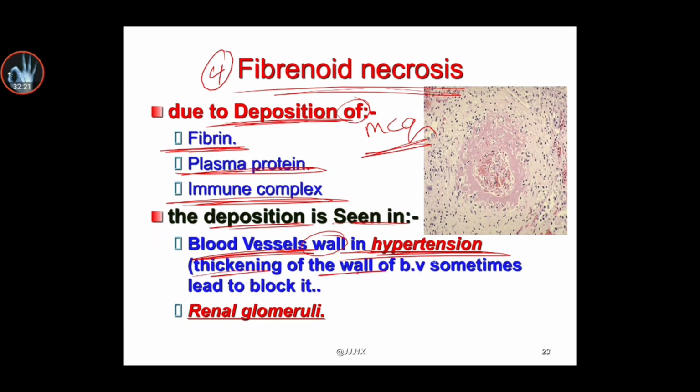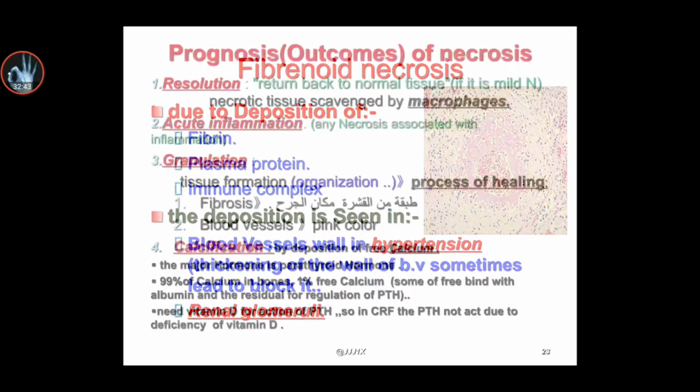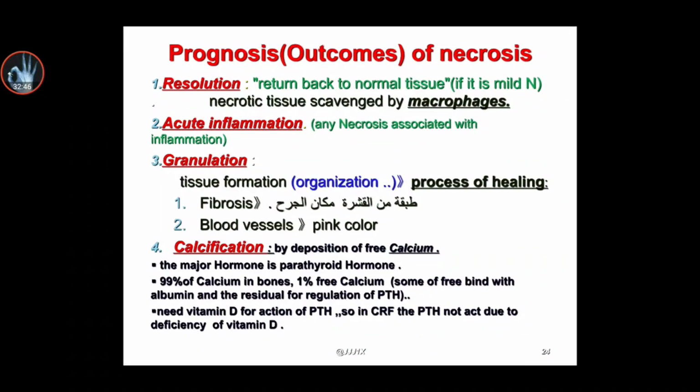The thickening of the wall of the blood vessels sometimes leads to blockade, meaning the enlargement of the blood vessels usually leads to closure of the vessels themselves. So one of the most common sites of fibrinoid necrosis is the renal glomeruli, the blood vessels in the kidney.